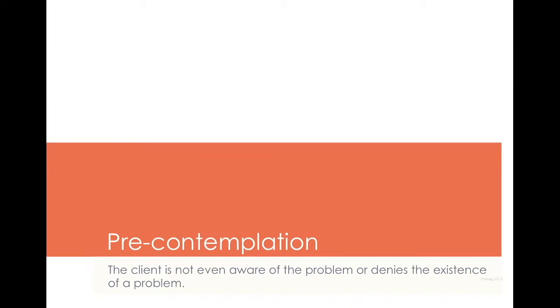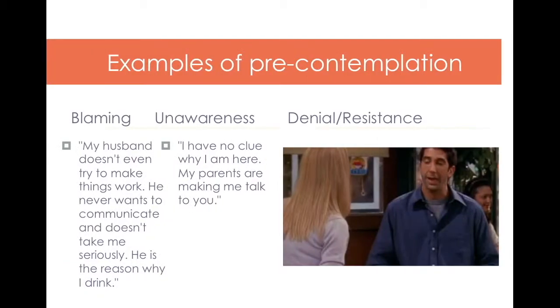So the first stage that we have is pre-contemplation. This is when the client isn't even aware of the problem or denies the existence of a problem. Some examples of pre-contemplation, in terms of blaming, we've got a person who doesn't really understand that the problem is something that they need to be able to take care of themselves. So they're saying, my husband doesn't even try to make things work. He never wants to communicate and doesn't take me seriously. He's the reason why I drink. So the client's blaming her husband for the problems that she's having, and she doesn't view them as something that she needs to take care of, but rather her husband.